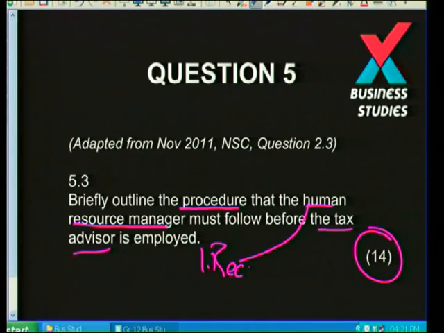Now let's look at exactly what it is that the human resource manager would have to do. Now firstly, you're obviously going to have to go into recruitment. Now from the advertisement we can see that the HR management decided to use an external source of recruitment because they have placed an advertisement. So they decided to go outside the company to recruit a suitable person to fill the vacancy. Because it appears to be quite an important position, the tax advisor is going to have to lead a whole team of people. So they went for an external source. So that's the first step.